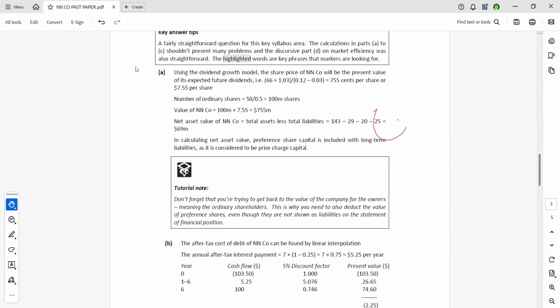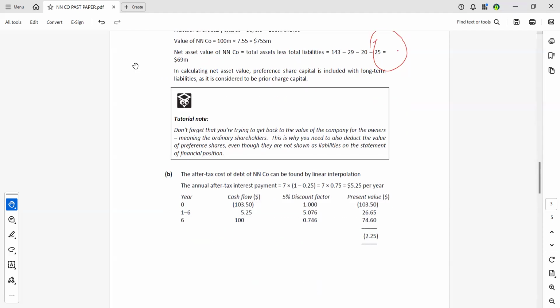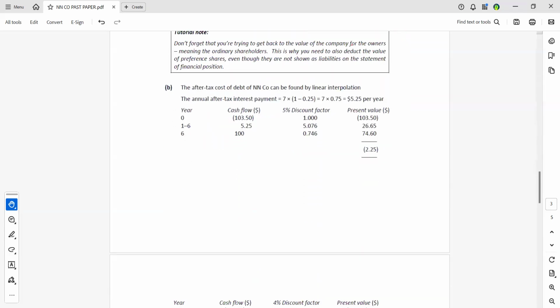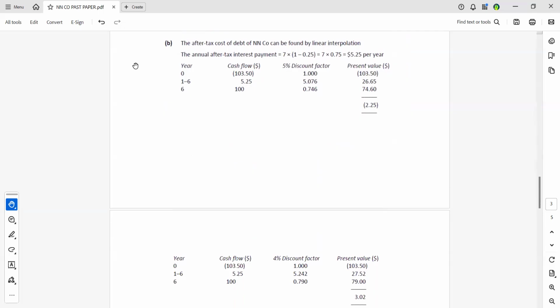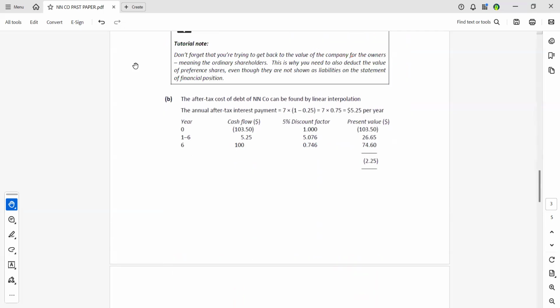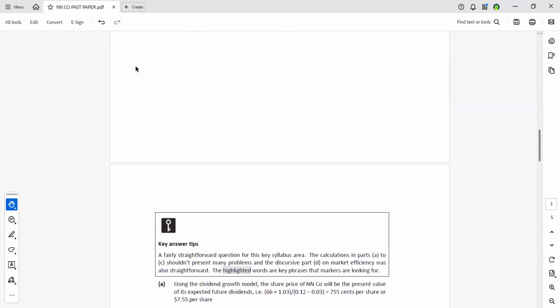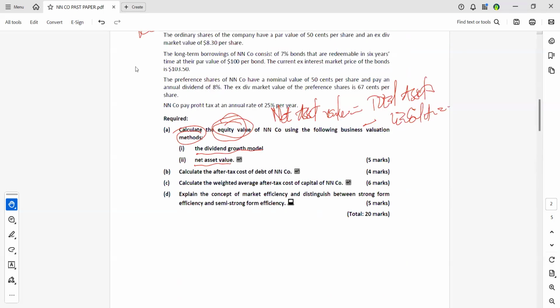Take note of this, friend. Okay. So let's move on. Oh, sorry. The next, so we have answered this part of the question. A part of the question, 5 marks, is done.